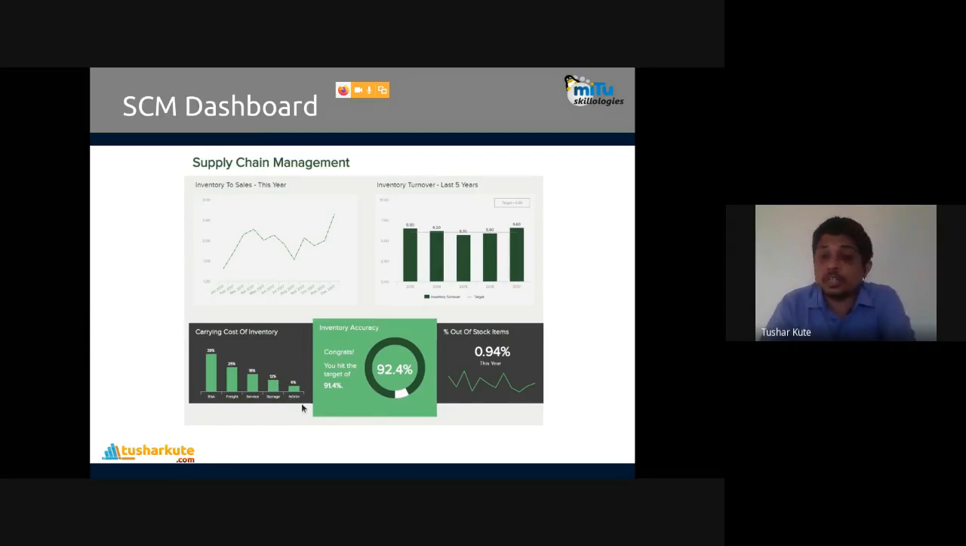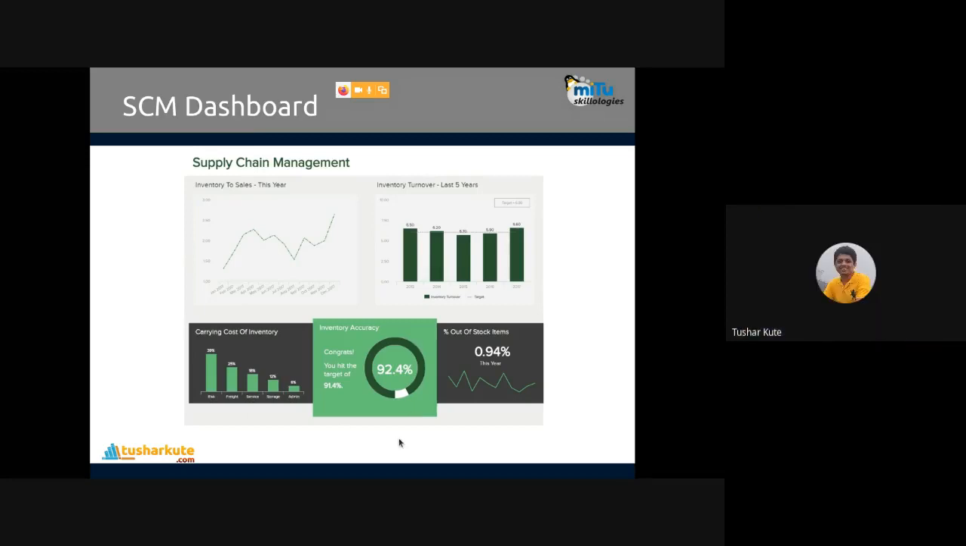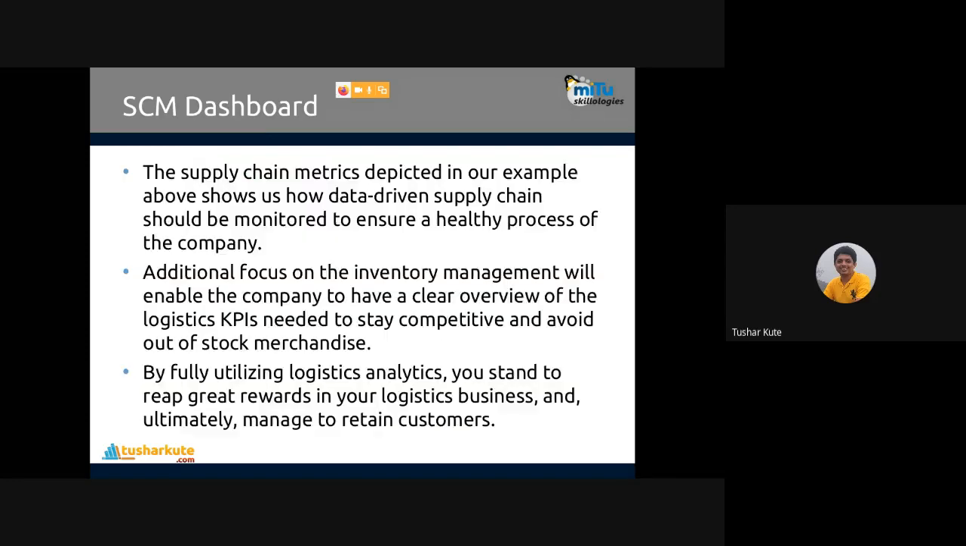Then what's the inventory accuracy? 92.4% is what we achieved in inventory accuracy, and out of stock items are 0.94% this year. So all information from the inventory and supply chain point of view is shown in the form of the SCM. So we will define the criteria to go ahead.